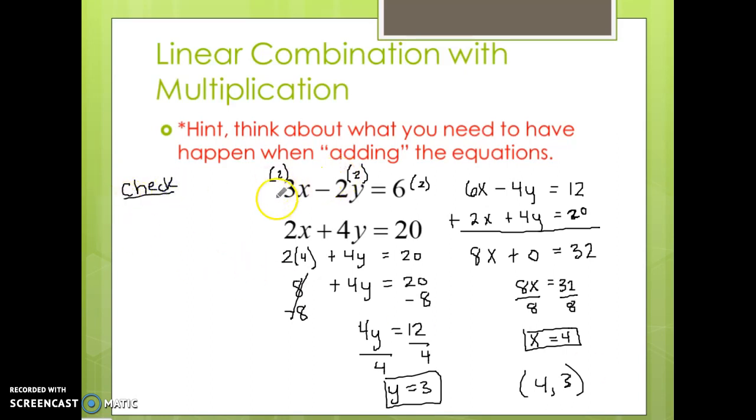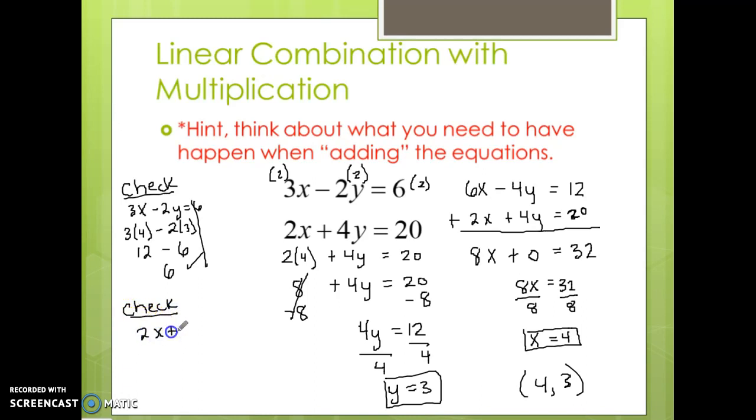So checking with the first equation, use the original equation. 3x minus 2y equals 6. And put in 4 for x and 3 for y. And I want to see if that equals 6. So 3 times 4 is 12, minus 2 times 3 is 6. 12 minus 6 does equal 6. So it checked out for the first equation. Make sure to check for both.